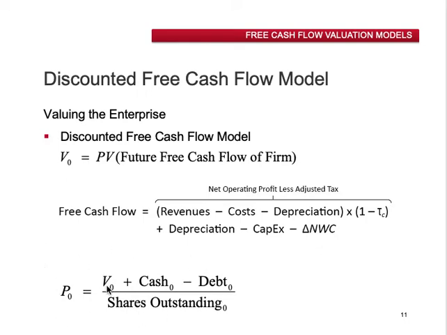If we want to go from enterprise value to the price per stock, we can use this equation, and V0 is the enterprise value plus excess cash less interest-paying debt, which gives you the market capitalization, or the market value of the equity. If we divide that by the total number of shares outstanding, we will derive the price per stock.